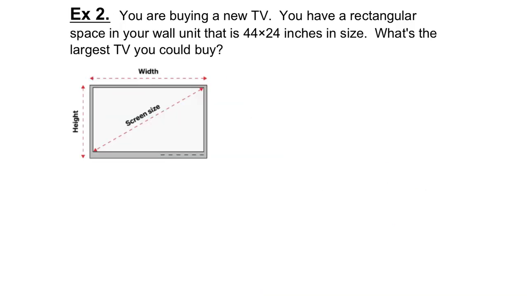This next example is something that you can try on your own. You are buying a new TV. You have a rectangular space in your wall unit that is 44 by 24 inches in size. What's the largest TV you could buy? Just so you are aware, screen size of a TV is measured on the diagonal. So that's what we're trying to find is that screen size that would fit in this rectangle in your wall unit. So pause the video and try this question and then check back in to see how you do.